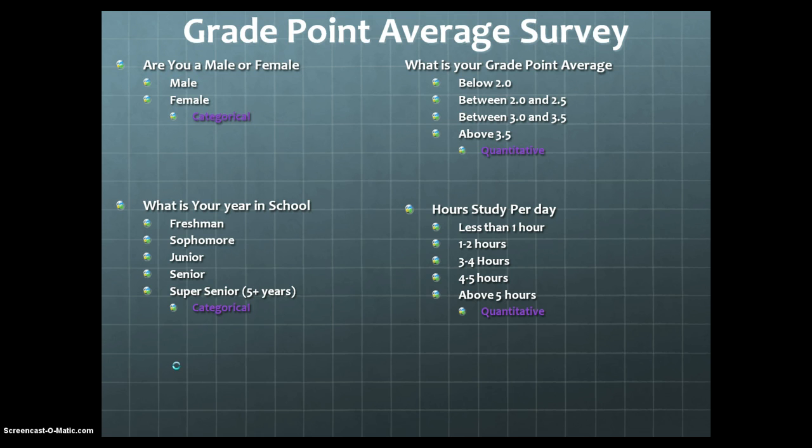What is your grade point average? Below 2.0, between 2.0 and 2.5, between 3.0 and 3.5, and above 3.5 is a quantitative response. Hours studied per day: less than an hour, 1 to 2 hours, 3 to 4 hours, 4 to 5 hours, and above 5 hours is also a quantitative response.